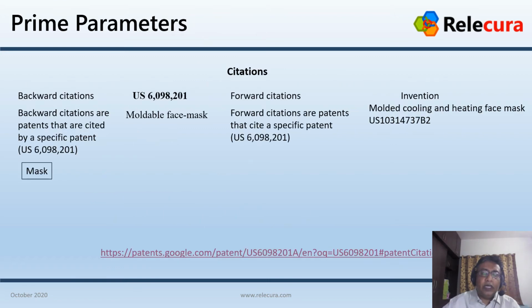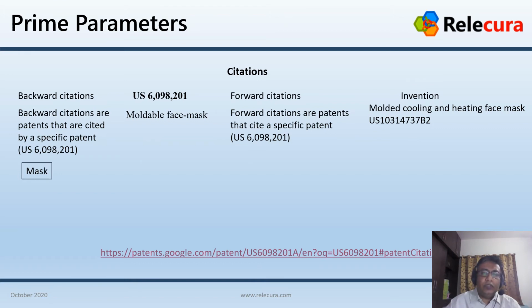Okay, so after studying keywords and classification code, another prime factor for patent searching, and it's very helpful, is citations. So in patents, we have two different types of citations: backward citations and forward citations. It's very important to learn about them and how to use them in patent searching. So first of all, I'd like to tell you what backward citations and forward citations are.